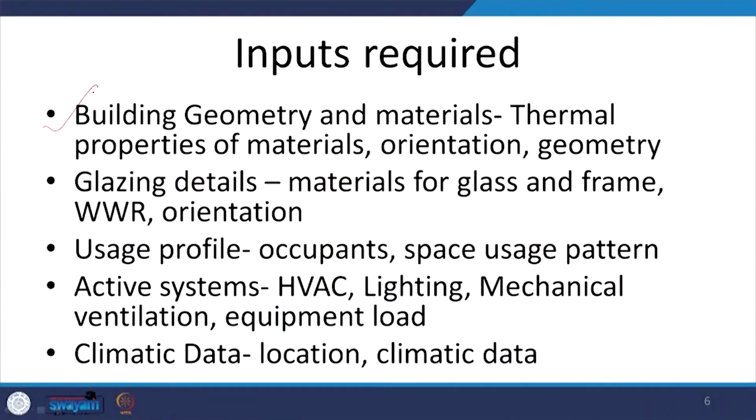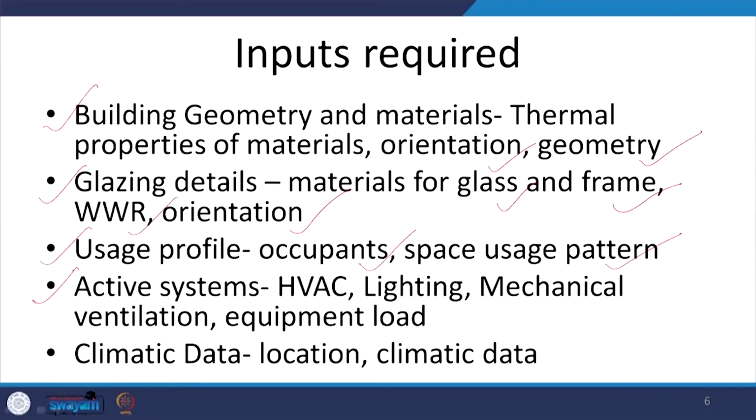So, first of all, it is building geometry and materials. Here we are talking about the thermal properties of the materials, orientation of the building, the geometry. So, largely the spatial design of the building. The next is glazing details. So, we talk about the material for glass, we talk about the material for frame, the window wall ratio, the orientation of the building, orientation of the glazing, fenestration. The third is usage profile. So, we talk about the occupants, what is the occupant density, what is the space usage pattern, what is the occupancy schedule. So, we talk about all of the usage profile here.